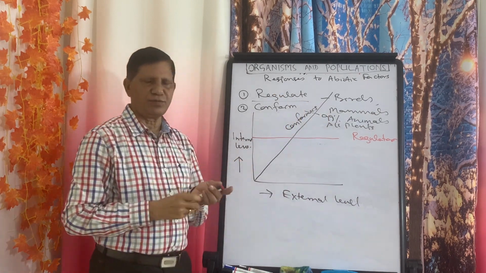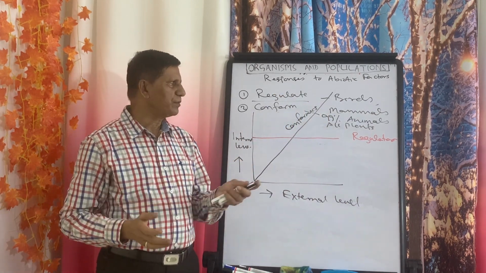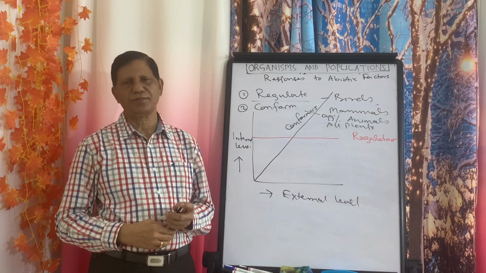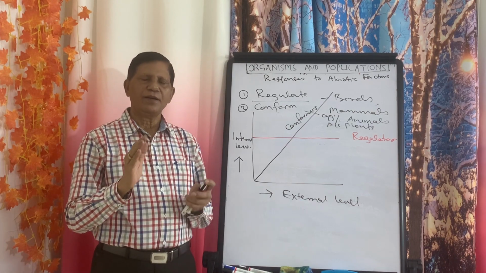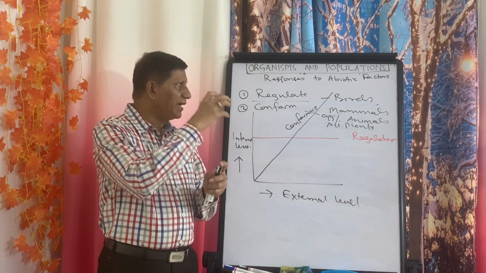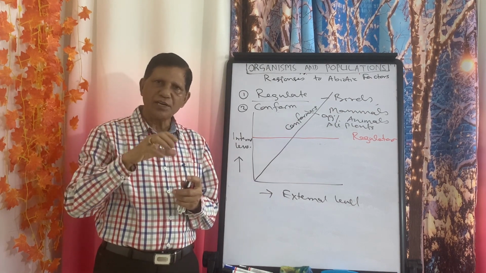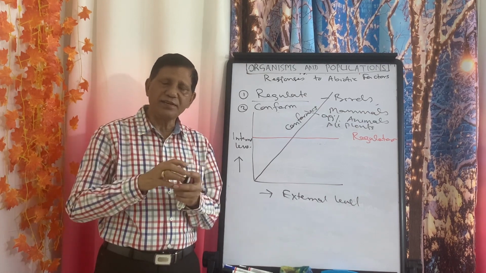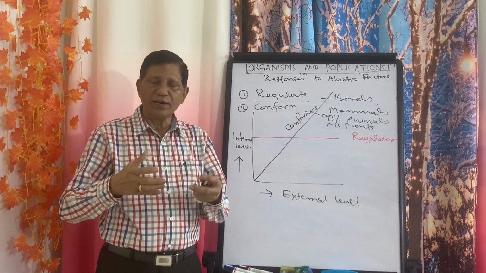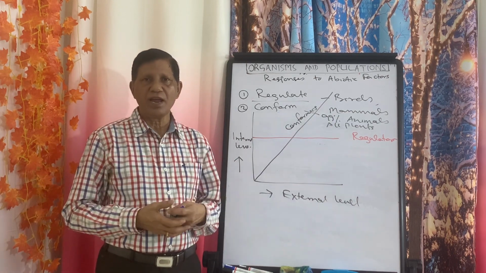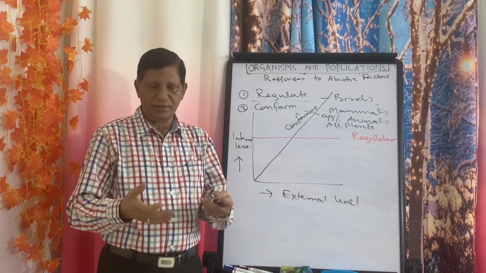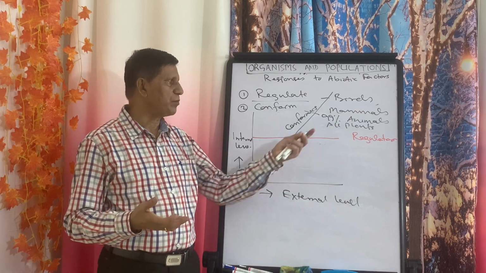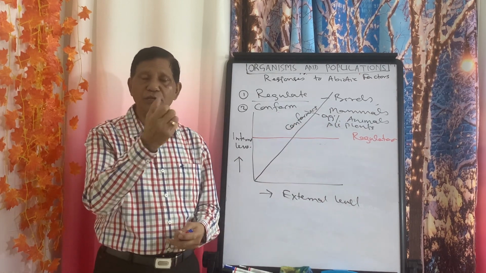Now here one question comes. Why can't these conformers, the 99% animals and all plants, regulate? Now the answer is, maintaining this optimal temperature and osmotic concentration is a thermoregulation process. And to maintain it, it has to generate a lot of heat. And how will it generate a lot of heat? It has to carry out a lot of metabolic reactions. And it is very difficult on the part of most animals and plants because it's a thermoregulation process.